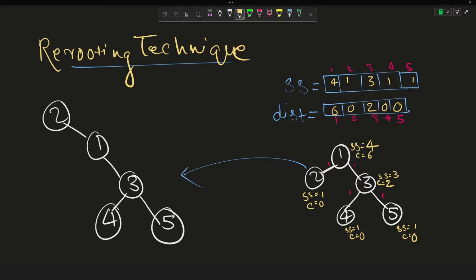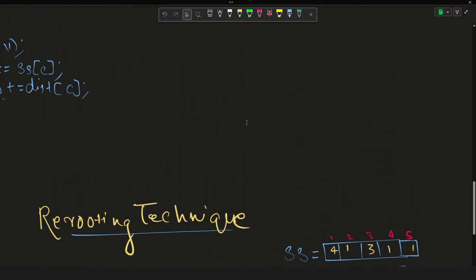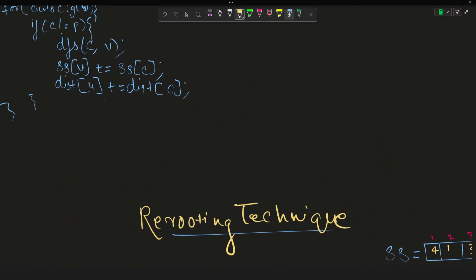And one more thing that I think I forgot to tell you, it's very important actually, that when we were calculating the distance for this vertex, we were adding the distances of its children, right? But here we also have to include the subtree sizes of its children, right? So this is a very important point. We have to include the distance of the children as well as the subtree size of the children, then only we will get the current distance for the current vertex.